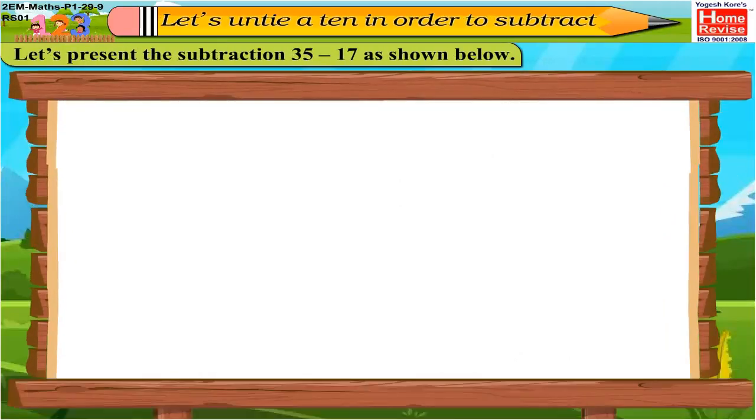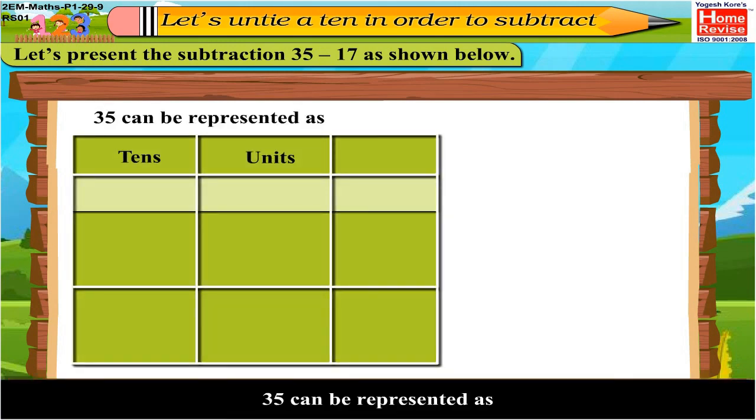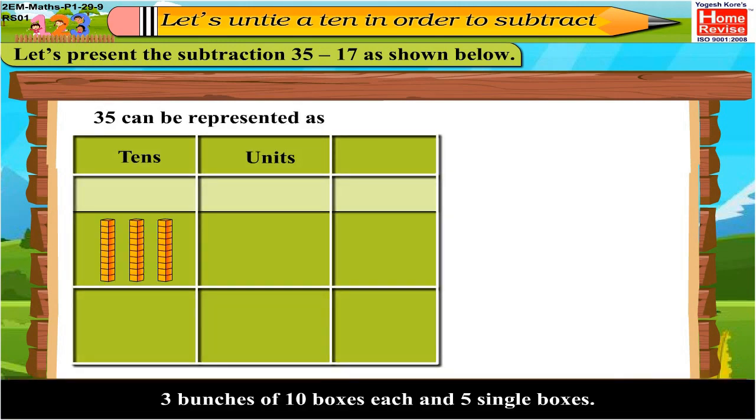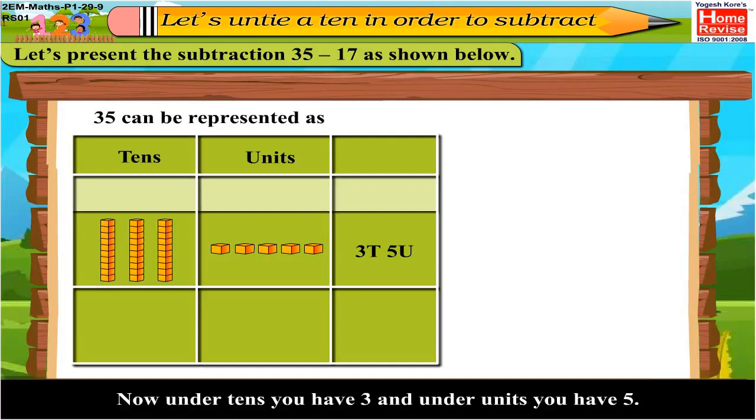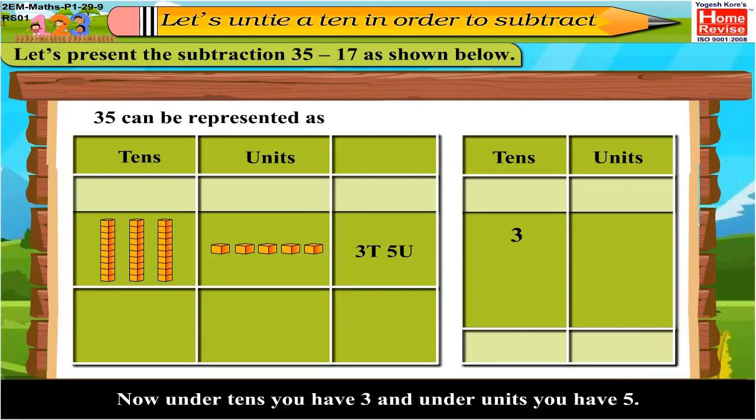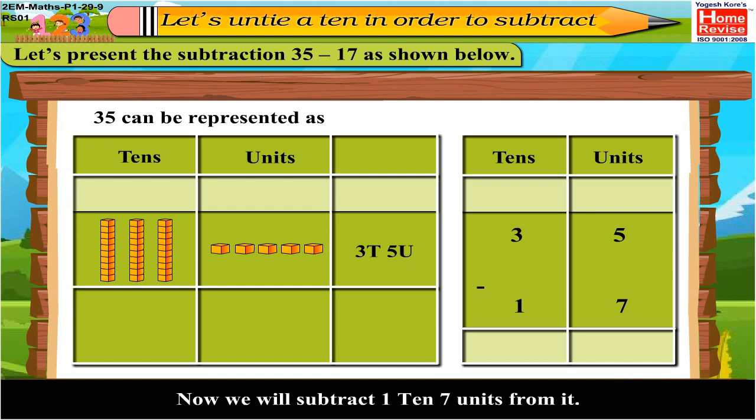Let's present the subtraction 35 minus 17 as shown below. 35 can be represented as 3 bunches of 10 boxes each and 5 single boxes, that is 3 tens, 5 units. We cannot subtract 7 units from 5 units. Now under tens you have 3 and under units you have 5.